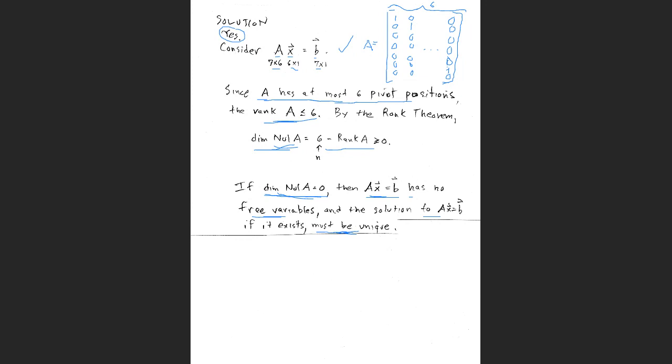Because there are no free variables for the homogeneous system AX equals 0, then AX equals B, the non-homogeneous system, also would have no free variables. Okay, does that make sense? Are there any questions on that?